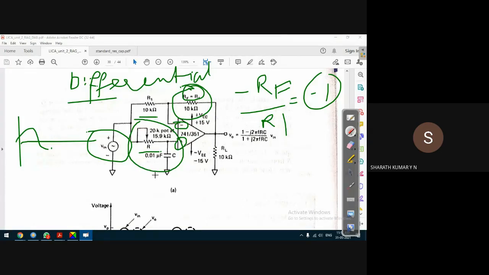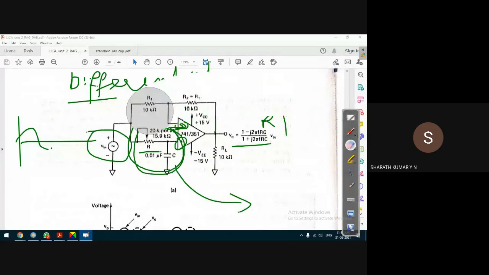But if you observe the non-inverting input terminal, this is a combination like a high pass filter. Sorry, a low pass filter. It is a low pass filter, an RC combination. This RC combination is providing some phase shift, in addition to the phase shift provided by the negative feedback, such that the output voltage is generated with some phase shift.